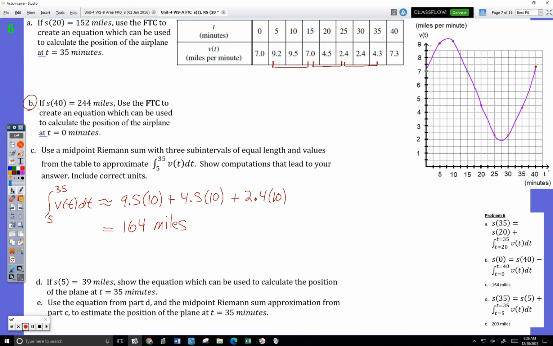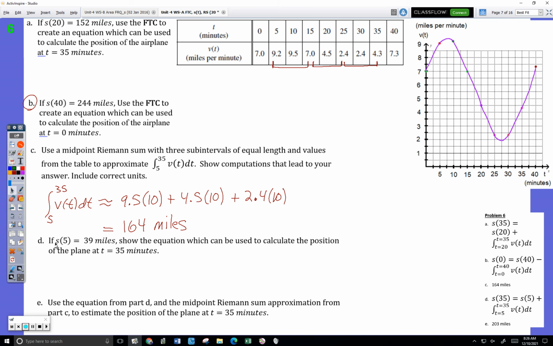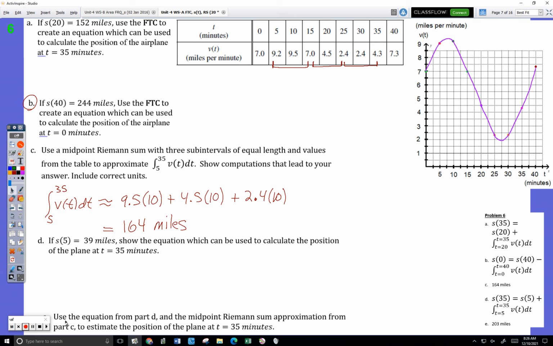Item D. Let's go to Porter. What do I write for item D, Porter? Do you know? You're okay. Yeah, I could see if you said wait or you're not sure. Pass, you're good. Derek, what do I do for item D? You can use the fundamental theorem of calculus to rearrange it so that S at 35 equals S of 5 plus the integral, which is just going to be 164. Nicely done.